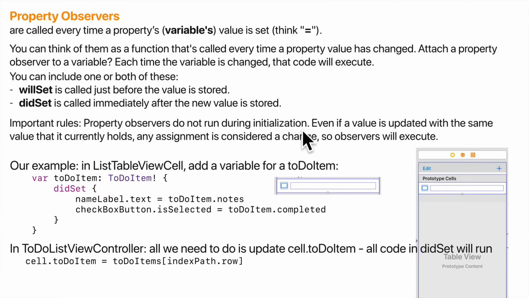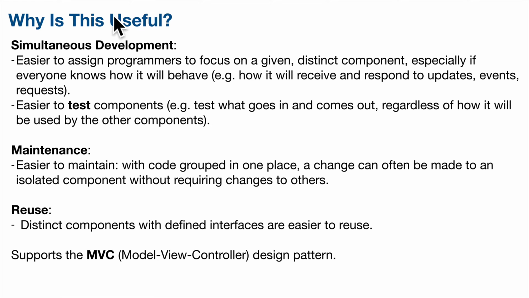Some important rules around property observers. They don't run if the value is initialized right when it's declared. And even if a value is updated with the same value, the property observer is going to fire. So if you've updated properties with the same exact value that was in there already, it'll still count as an update. The did set will still function. Now, why is this useful? Well, for a bunch of reasons.